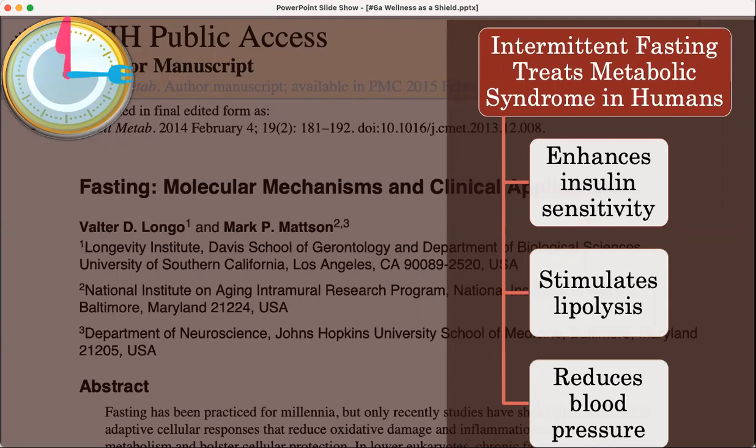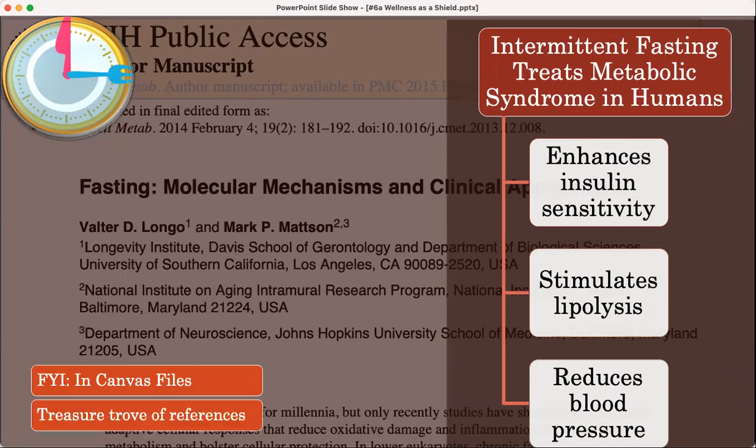So metabolic syndrome is where they have increased insulin insensitivity, and patients will have type 2 diabetes. Intermittent fasting is shown to improve their insulin sensitivity, stimulate lipolysis, which means it stimulates fat breakdown, and it also reduces blood pressure. And by the way, for those in the classroom, this article, including its list of references, is in the Canvas file.